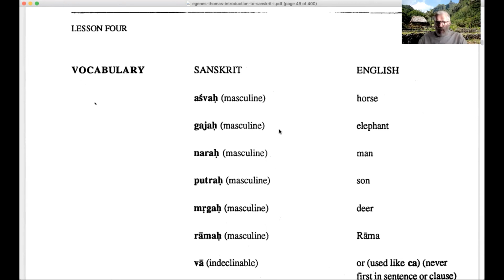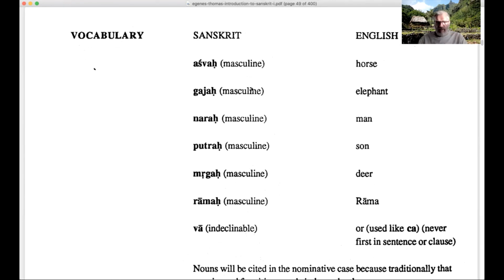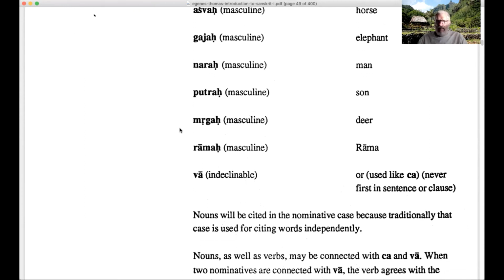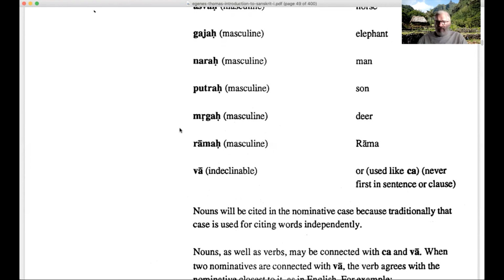So ashvah, a horse; gajah, an elephant. See, they're giving in full here whether they're masculine. These are all masculine nouns. Okay, so ashvah, gajah, narah. Narah means man, putrah means son, mrigah means deer, ramah means Rama.